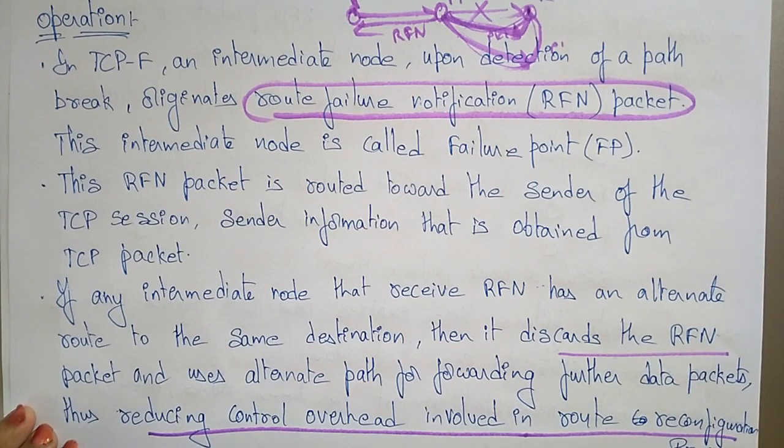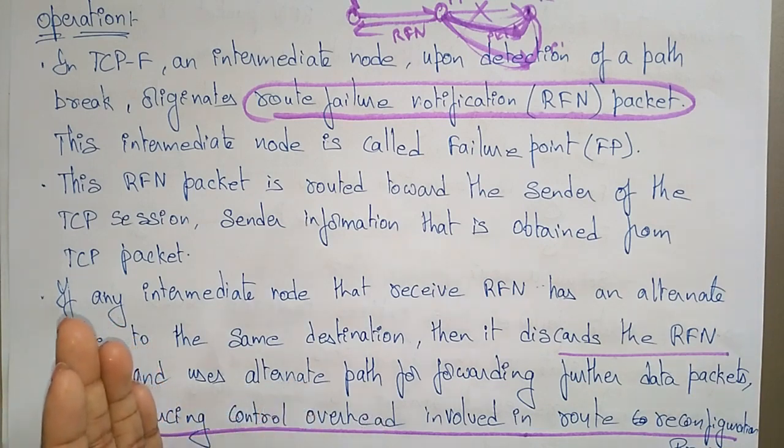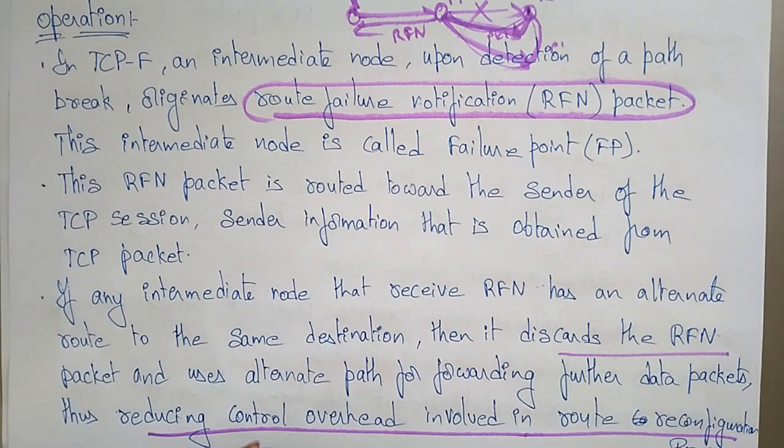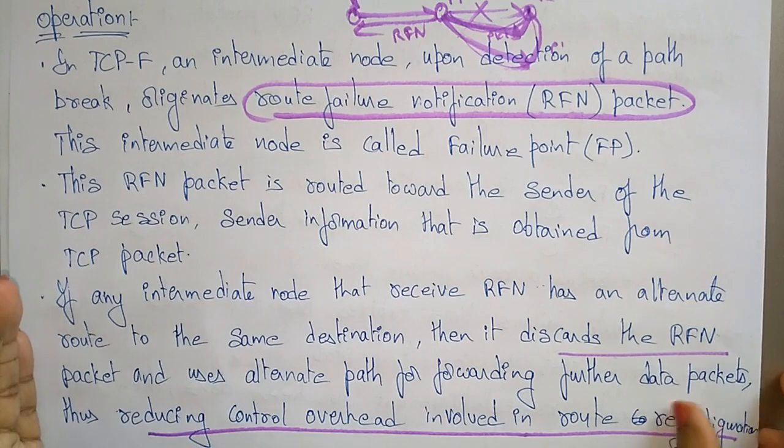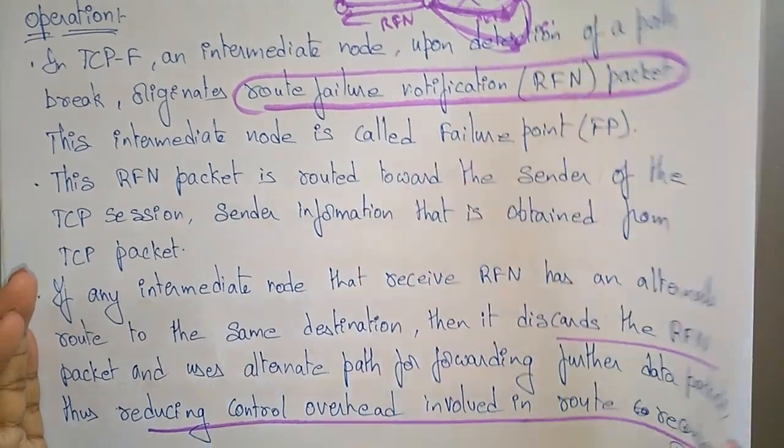the route reconfiguration processes. So what is the use of this feedback TCP? Whenever the root failure notification occurs at the failure point, if multiple paths are provided to the destination, then rather than going back, it takes another route and reaches the destination. What is the use of following that procedure? It reduces the control overhead which is involved in the route reconfiguration process.